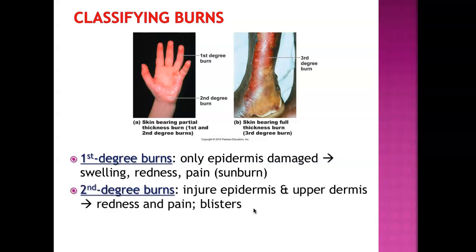Second degree burns are an injury to the epidermis and then the upper dermis. What can cause second degree burns can be a sunburn. When you have a sunburn that has resulted in blisters, that's a second degree burn. You need to start using sunscreen. Because remember, UV burns are what's going to damage DNA, and damaged DNA is going to cause faulty proteins, which is going to cause faulty cell division, which is going to lead to cancer.